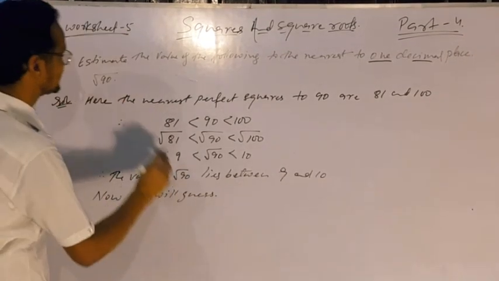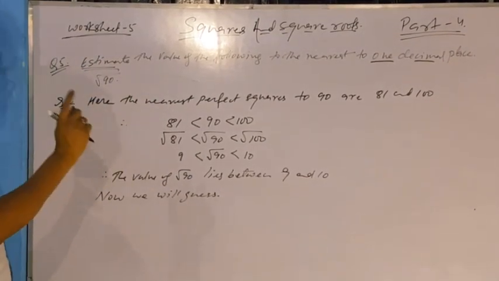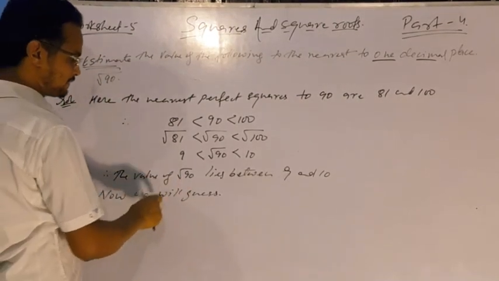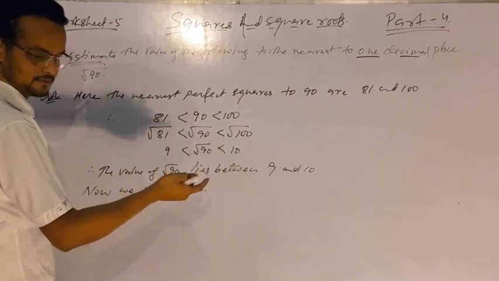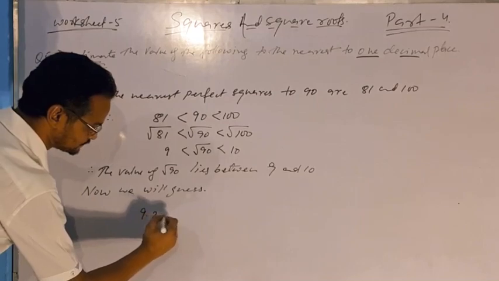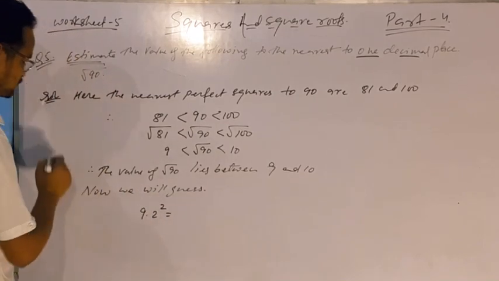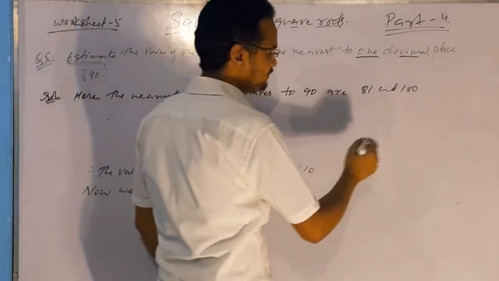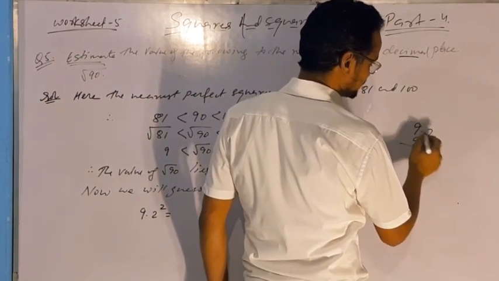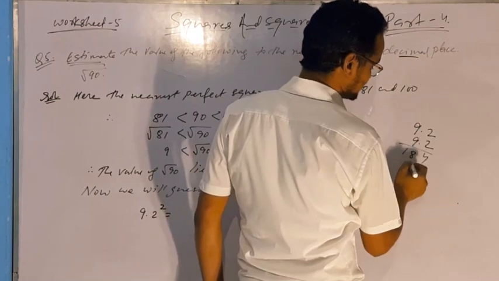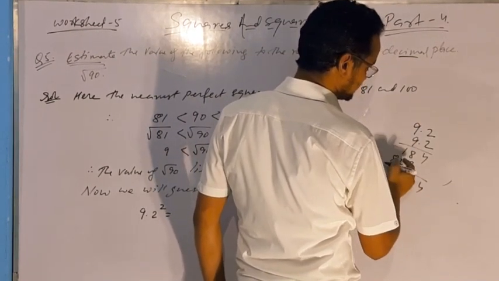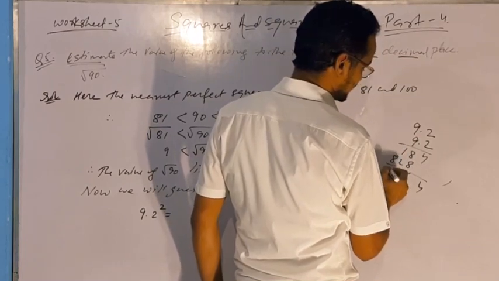Why are we guessing? Because we have to estimate, not find the exact value. We are finding the estimated value. Therefore, we will guess here. Now 9 point something. Therefore, check 9.2 squared. 9.2 squared, we will multiply it in a rough portion. 9.2: 2 times 2 is 4, 2 times 9 is 18, 9 times 2 is 18, 8, 9 and 81, 82, 4, 8, 8, 16, and 4 and 8.